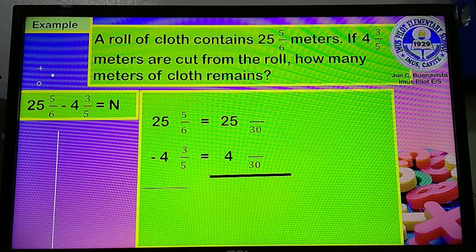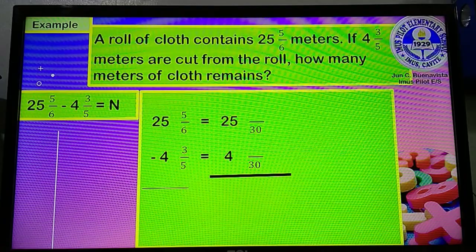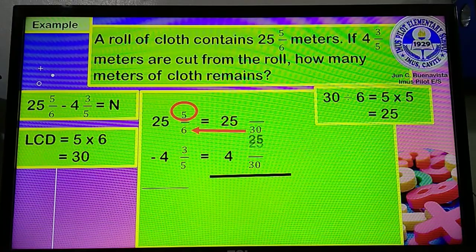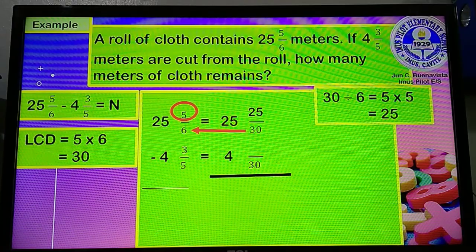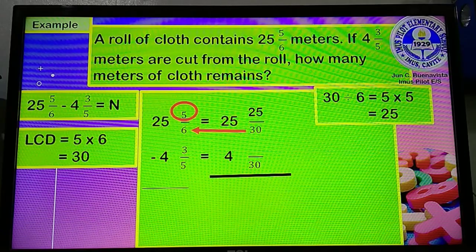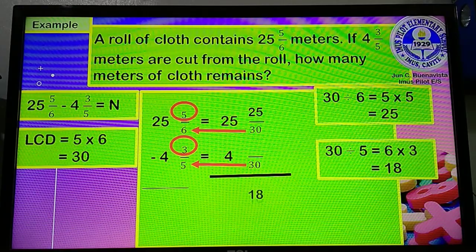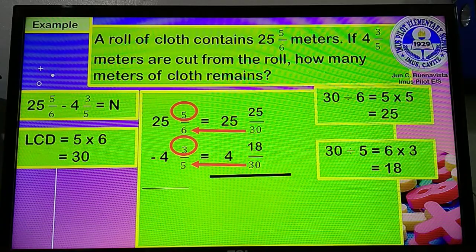Now, we are going to divide that. 30 divided by 6 equals 5. Times 5, the numerator equals 25. So, therefore, 25 and 5/6 equals 25 and 25/30. Now, the second fraction. 30 divided by 5 equals 6 times 3 equals 18. So now, our new set of fractions are 25 and 25/30 minus 4 and 18/30.